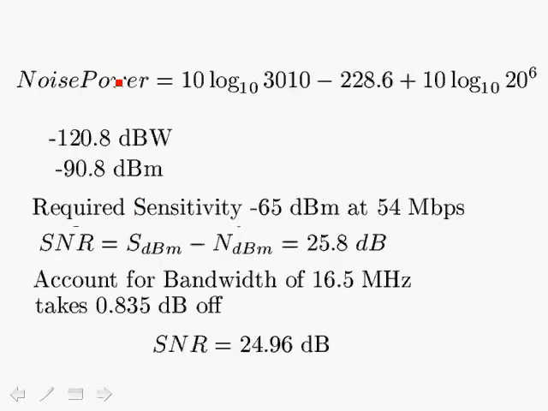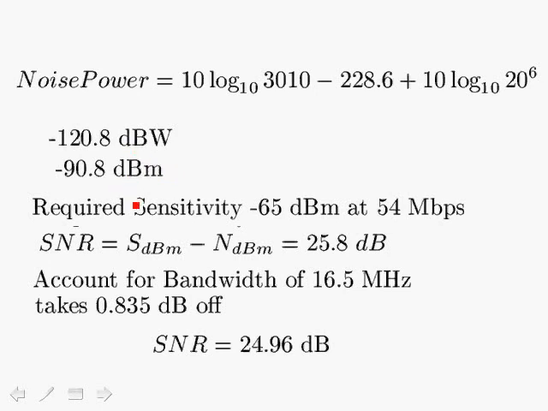So the noise power would be equal to the one-sided noise power spectral density times the bandwidth, which is 20 megahertz. But since we're expressing it in dBs, multiplication becomes addition, and we get the expression shown over here. And if we plug in the numbers, we get that the noise power is equal to minus 120.8 dB watts. And if we express it in dBm, or dBs of a milliwatt, we subtract 30 dBs.